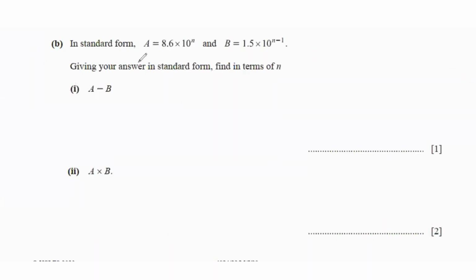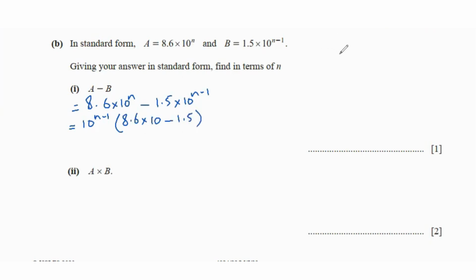Part B, it says that in standard form, A equals to 8.6 times 10 to the power of n, and B equals to 1.5 times 10 to the power of n minus 1. Give your answer in standard form and find in terms of n, A minus B. So that's going to be 8.6 times 10 to the power of n minus 1.5 times 10 to the power of n minus 1. I'm going to take 10 to the power of n minus 1 common because that's smaller than 10 to the power of n. So that leaves me with 8.6 times 10 minus 1.5.